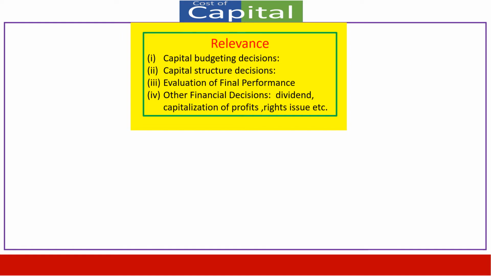And where is this cost of capital used? In capital budgeting decisions, because when you invest in a long-term project, the project should get you more money than what you pay as its cost. Then capital structure decisions, what is it? How much debt we should have, how much equity we should have. Out of that, how much should be debentures, how much should be preference shares, how much should be long-term loans. This is known as capital structure.